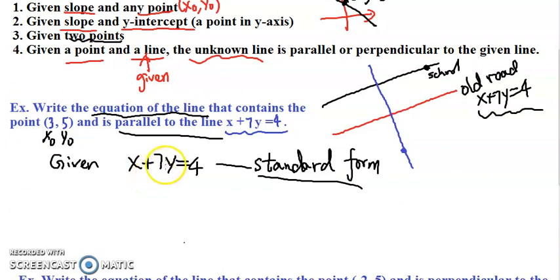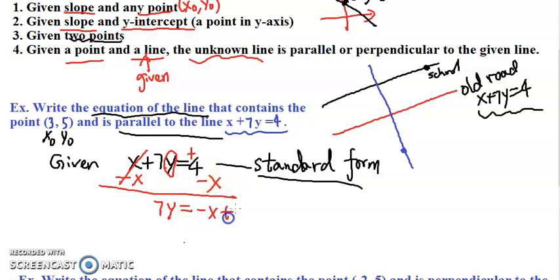And similar to what we did before, how do we solve equations? How do we get something by itself? So we first have to get rid of this x. We subtract x from both sides. x minus x is 0. So we get 7y equals 4 minus x. This 4 means positive 4, so I'm going to switch them. I put negative x plus 4, which is the same as 4 minus x.